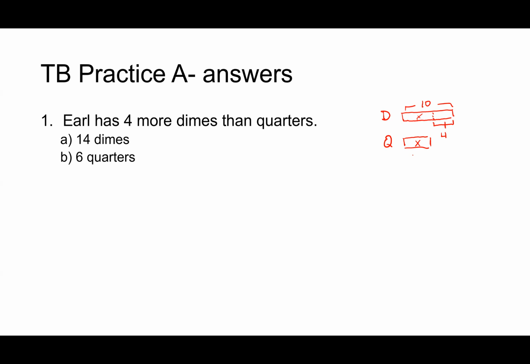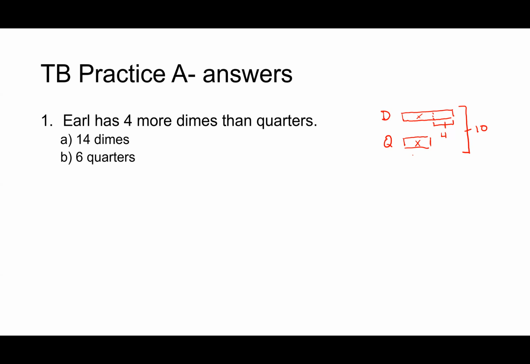Letter C, if Earl has 10 dimes and quarters all together, this one's a little bit harder now. Hopefully you guys are up for a challenge. He's got 10 coins all together. How many coins of each denomination does he have? This is going to be a guess and check. How many more dimes than quarters does he have? To review, he's got 4 more.